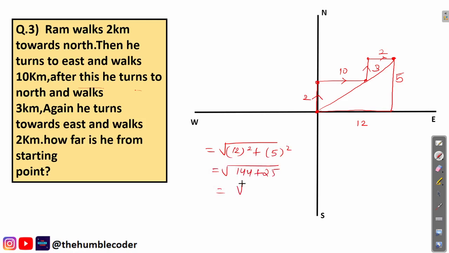So it's going to be 169, which is the square of 13. So the correct answer for this question is 13. Let's check whether it is correct. So yes, the correct answer is 13 kilometers.